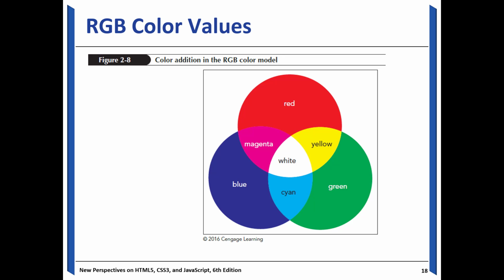RGB color values are based on classical color theory, in which all colors are determined by adding three primary colors, red, green, and blue. For example, adding all three primary colors at maximum intensity produces white, while adding any two of the three primary colors at maximum intensity produces the ratio of complementary colors like yellow, magenta, and cyan.